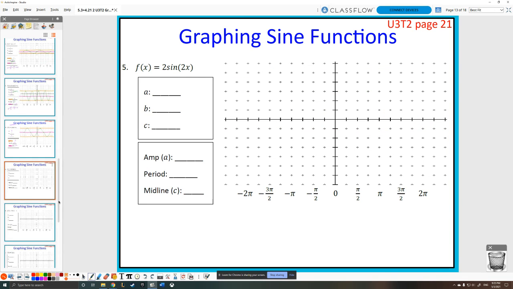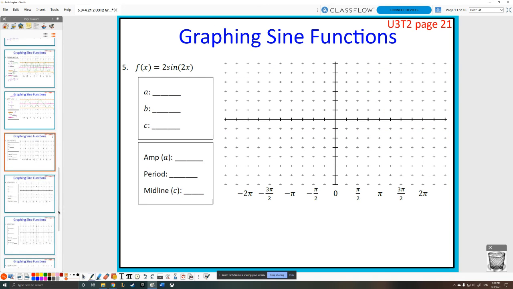Okay, I'm going to try to do a couple more of these just so you have a couple more examples to help you out. A is 2, B is 2, C is 0. So amplitude of 2, period is going to be pi. And I have a midline of 0. I do encourage you to try to calculate the period for yourself. My midline is y equals 0.